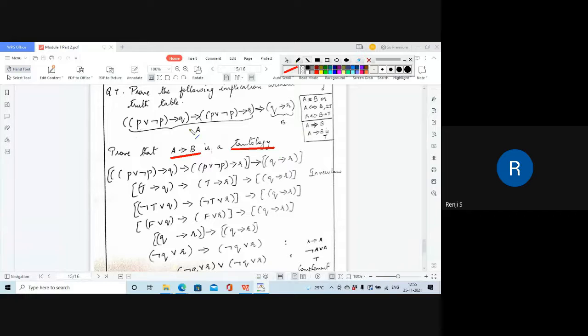Okay, so this part is A. The left part of the implication is A and this is B. So to prove that these two are logically equivalent, we need to prove that A implies B is a tautology. So write this A part first and implies the next part B. So this is the first step. We have written A, and we have to prove that it is a tautology.